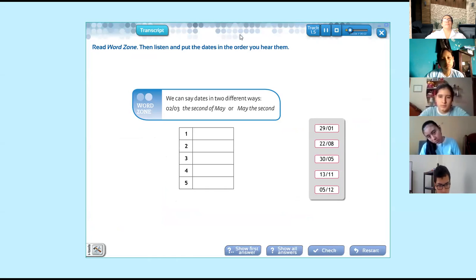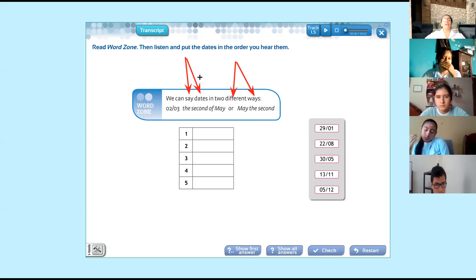2, The 22nd of August. 3, The 5th of December. 4, The 30th of May. 5, January the 29th. Okay, what is that? We have some dates, and you can give the dates in different ways. So, for example, here you have the first example.